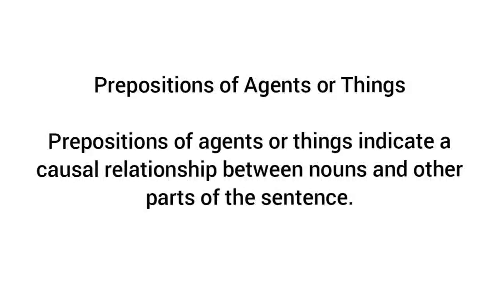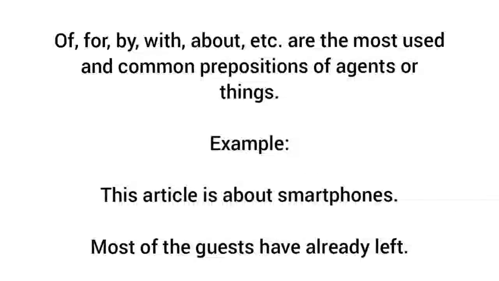Prepositions of agents or things. Prepositions of agents or things indicate a causal relationship between nouns and other parts of the sentence. Of, for, by, with, about, etc. are the most used and common prepositions of agents or things.